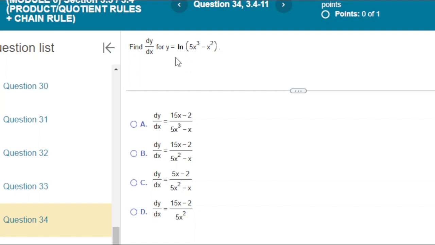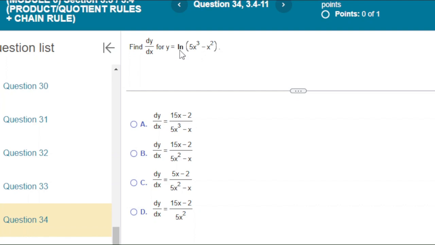Now, if this had been ln of x times this, you'd end up using the product rule. But here we're going to use the chain rule. We have an inside function, 5x cubed minus x squared, and we have an outside function, ln of x. You think of your whole inside function as just one big x. Your outside function is ln of x.